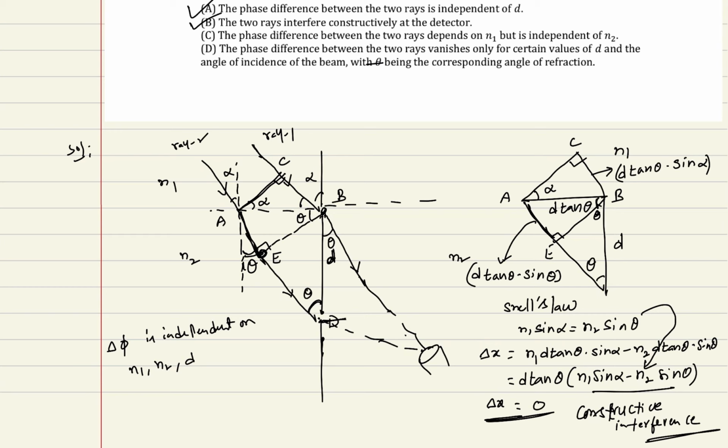So it is the angle of the incident beam. They have given that the phase difference between the two rays vanishes only for certain values of D and the angle of incidence for the beam, with theta being the corresponding angle of refraction. So these two are wrong. So the correct options are A and B. Thank you.